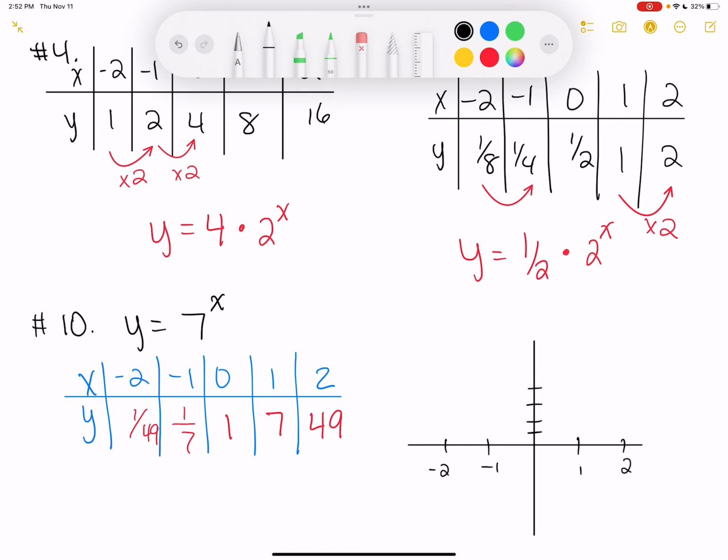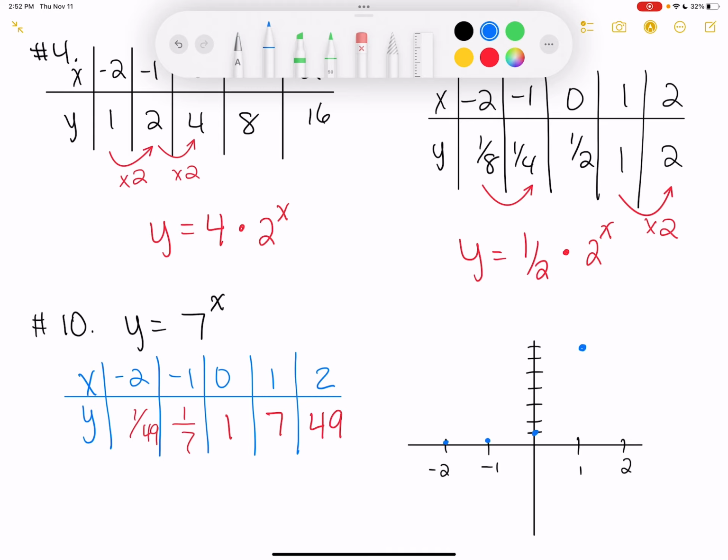So at -2, it's 1 over 49, so it's literally almost touching the axis there. At -1, it's 1/7, so still pretty close, but a little higher than the other one. At 0, it's at 1. I'm just reading these off. At 1, it's all the way up at 7. At 2, I'm going to ignore it just because that's so big.